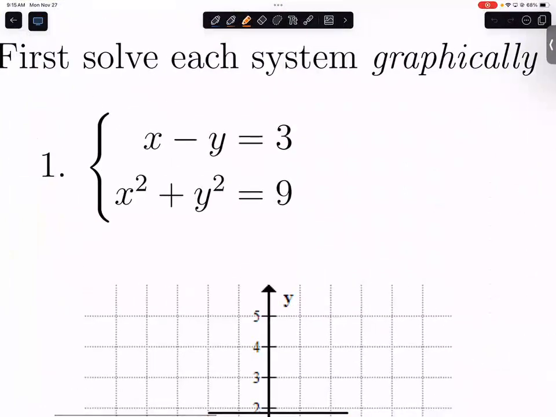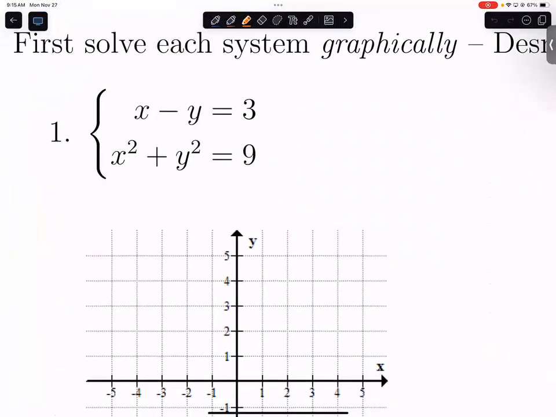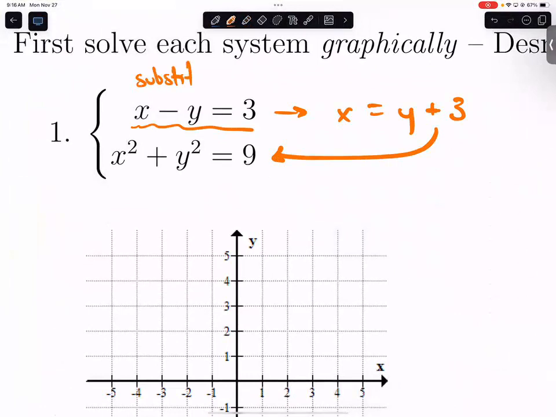So if I'm trying to solve this, what do you want to do? You want to move the x by itself, so you can do that by adding y to both sides on the first one. Okay, so if I add y to both sides, I get x is y plus 3. Then plug in y plus 3 equals x for the bottom one. So it turns into parentheses y plus 3 squared and then plus y squared equals 9.